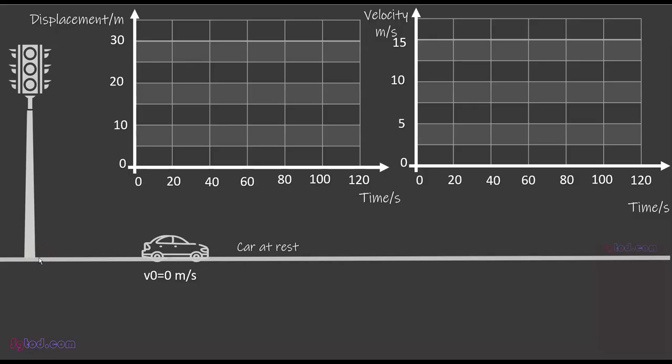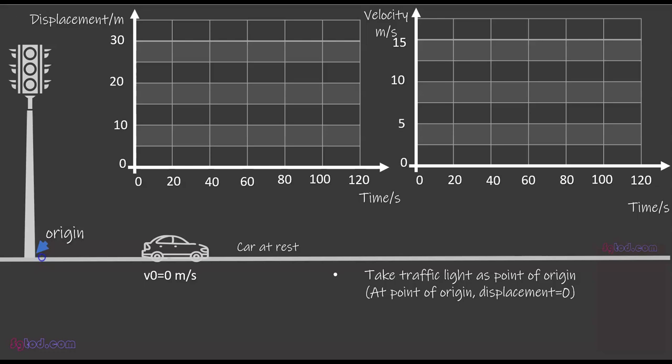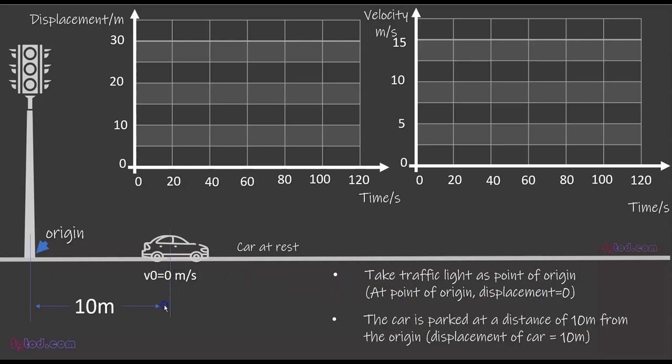In this diagram, we take the traffic light as the point of origin. This is the point where the displacement of an object is 0. A car is parked at a distance of 10 meters from the origin. Hence, we say that its displacement is 10 meters from the origin.